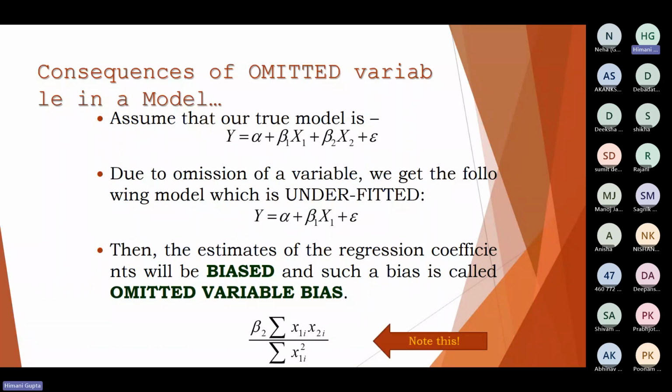So what is happening in the previous model? This is known as an underfitted model. And this will be your omitted variable bias method. And whatever results I am getting, that will be biased.